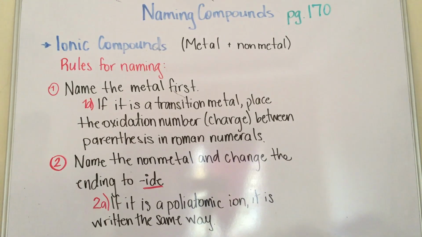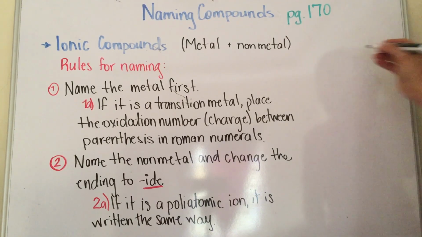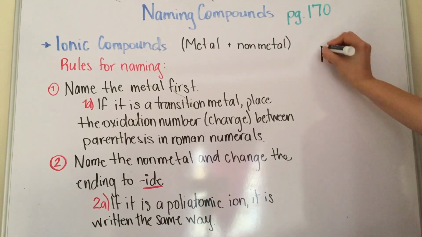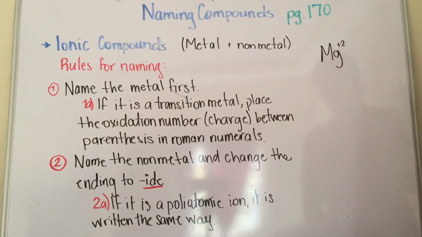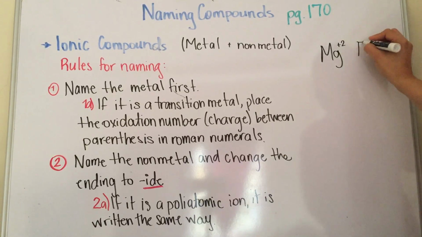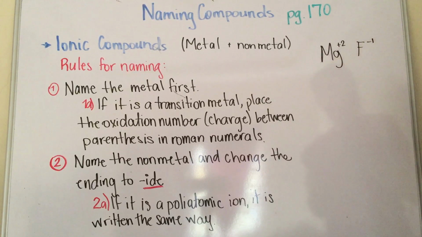Let me grab my periodic table. And I'm going to start with a simple metal so that we get this. Let's grab magnesium. Magnesium is in group 2A, so it has a charge of +2. And we're going to add magnesium to fluorine. Fluorine has a charge of -1.